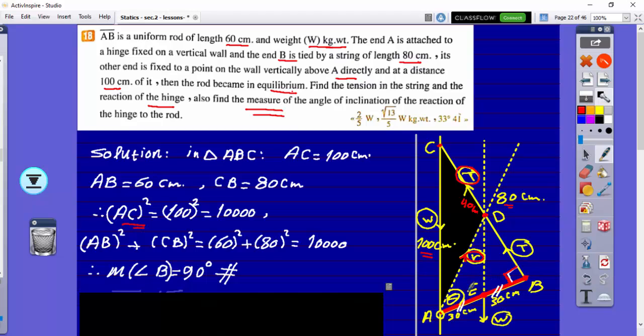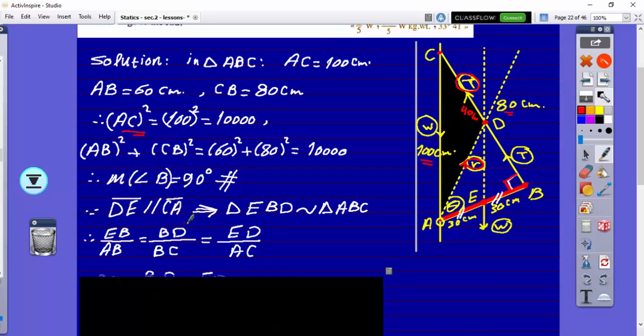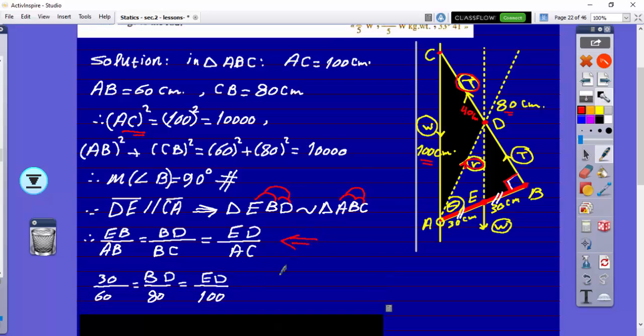But now I'll use similarity to calculate the length of AD. Since DE is parallel to CA, triangle EBD is similar to triangle ABC. Note that I wrote these two triangles in the same order of the vertices, as angle E equals angle A in measure, because ED is parallel to AC. Now we can write this proportion: EB over AC equals BD over BC equals ED over AC, like this.